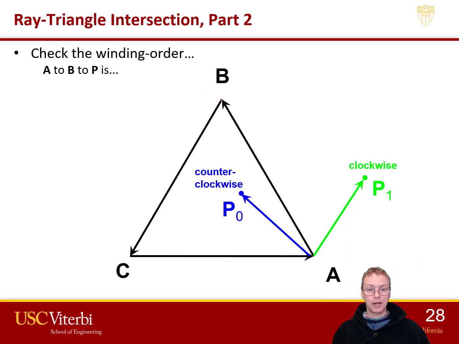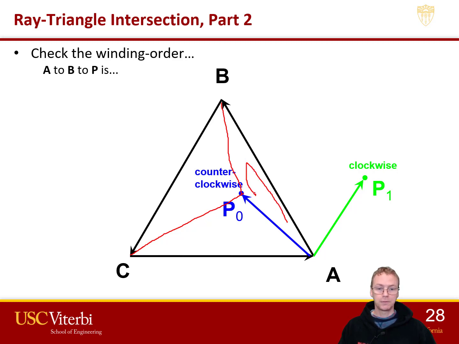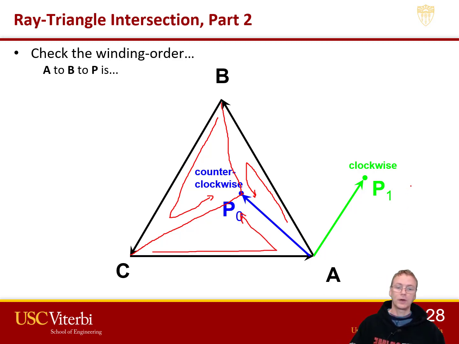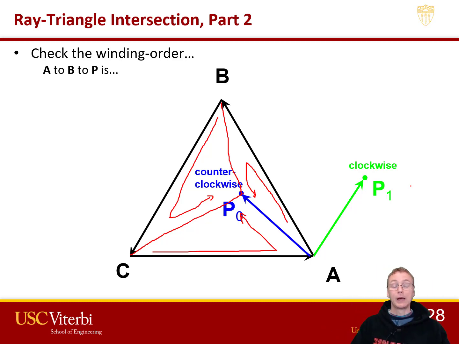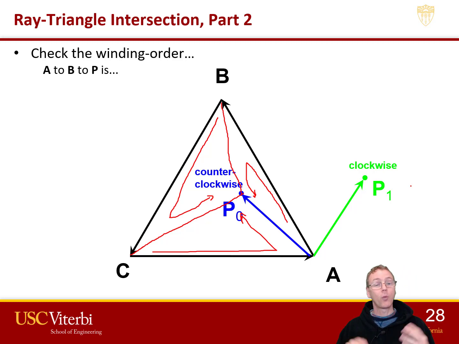I'm going to break the triangle into 3 mini triangles. So I have triangle ABC here, or I could have ABP0. I have ABP0 is a triangle, and I have BCP0 is a triangle, and CAP0 is a triangle. So I have split my larger triangle into 3 small triangles. And what I observe about these triangles is their winding order all have to be the same.